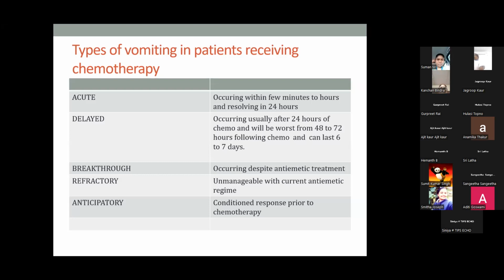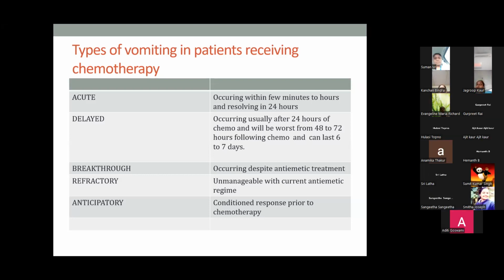So, as much as we know that chemotherapy drugs do cause vomiting, some chemo drugs are very much emetogenic. They have a very severe chance of causing vomiting. Whereas there are other drugs that cause vomiting, usually after 24 hours, when the patient has taken the chemotherapy and gone home. And it kind of continues for another 3 days.